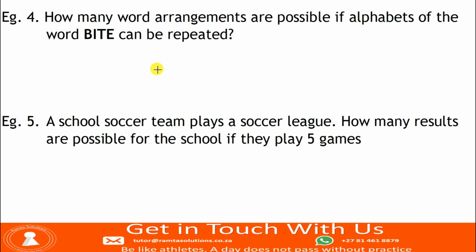Now, how many word arrangements are possible if the alphabets of the word byte can be repeated? You can get B, B, B, B. Or you can get B, I, or you can get byte itself. You can get B, T, T, E, and so on. But we cannot be doing that right now. We don't have the time.